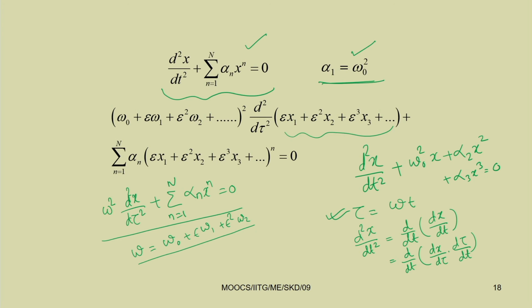So, this is the thing plus the sum n equal to 1 to n alpha n into epsilon x 1 plus epsilon square x 2 plus epsilon cube x 3, all to the power n, plus higher order terms depending on up to what term you want to take. Generally we will take this n to be a finite number, so that we can easily expand this thing.